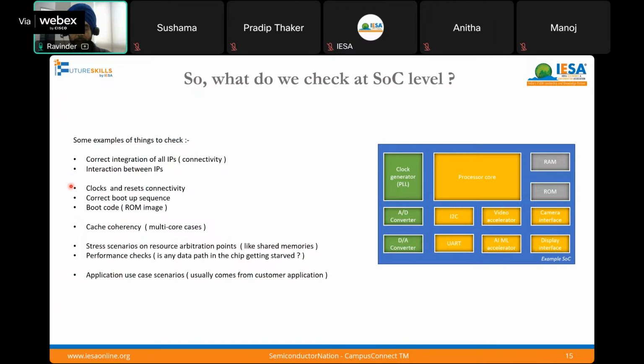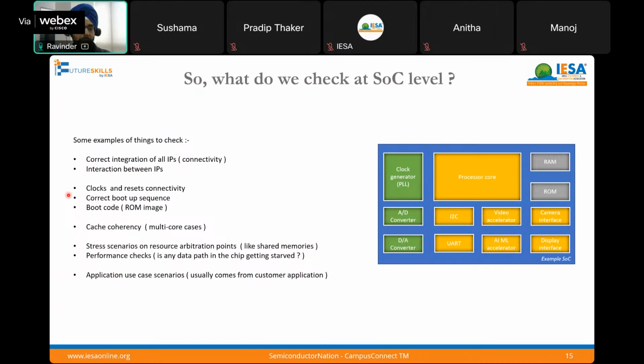Clocks and resets connectivity. So in complex ICs, you can have several clocks, several frequencies, gated clocks, ungated clocks, several types of resets also. So how do we make sure that each IP gets its correct clock and correct reset? So this should be verified.